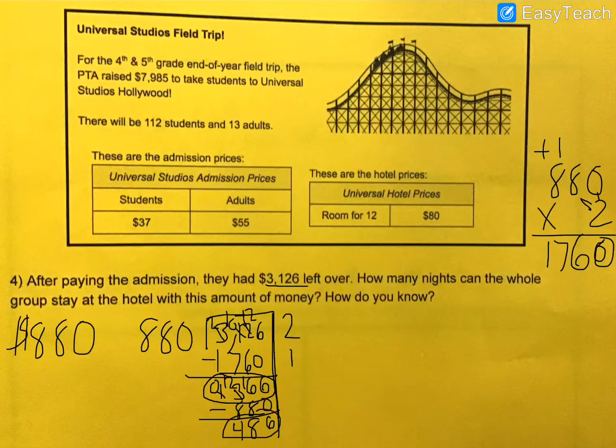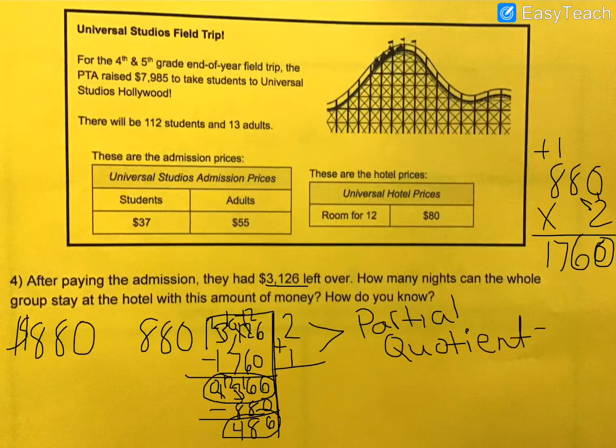How many nights can we stay at the hotel? Very simple. Let's add 2 plus 1 over here, our 2 partial quotients. So I'm just going to notate that those are our partial quotients. I messed up with my spelling there. Okay. So our partial quotients equal 3.